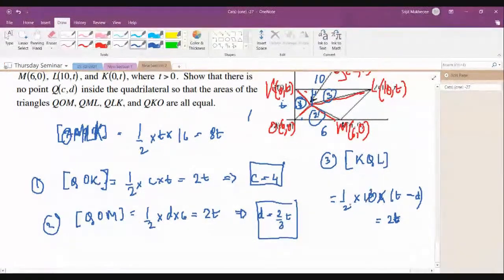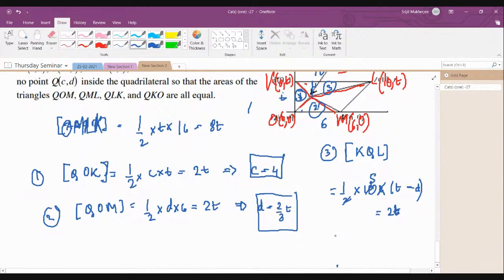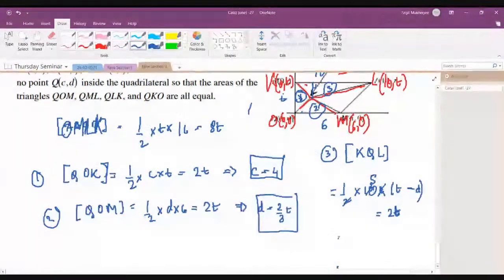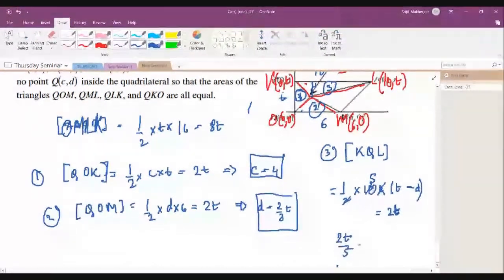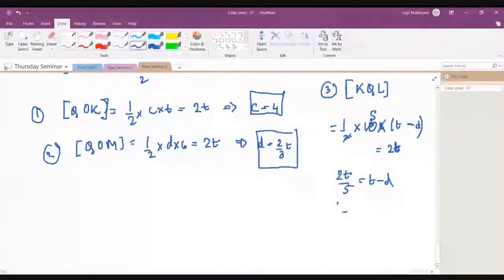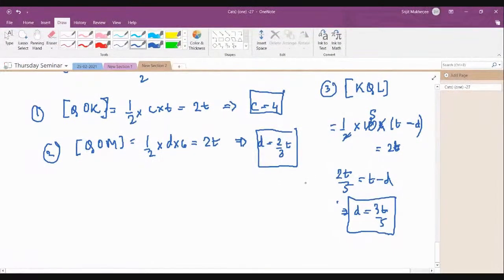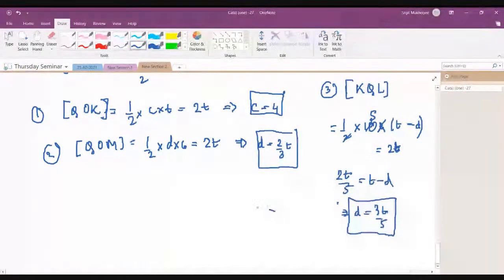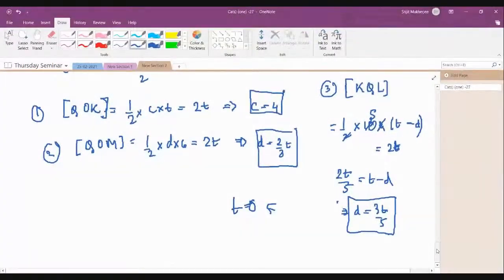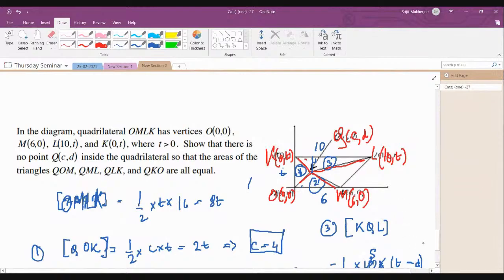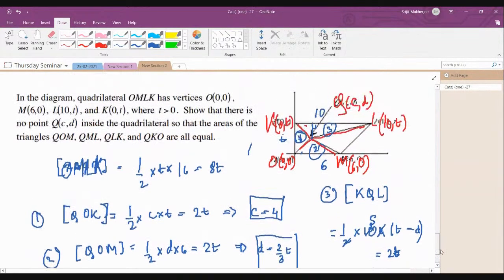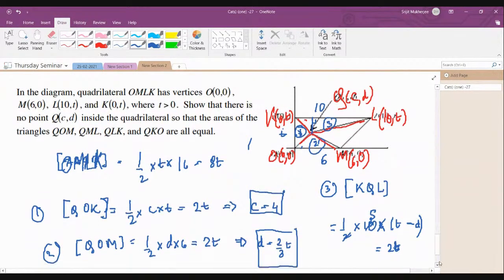Okay, so let's call it 5. So we have that, therefore 2T by 5 is equal to T minus D. So we get over here that D is equal to 3T by 5. So we get two equations for D. D is equal to 2T by 3, and 3T by 5. Therefore it implies that T must be equal to 0, which implies that the height is 0. Okay, that means the quadrilateral doesn't exist.